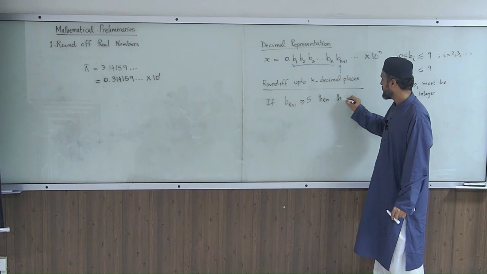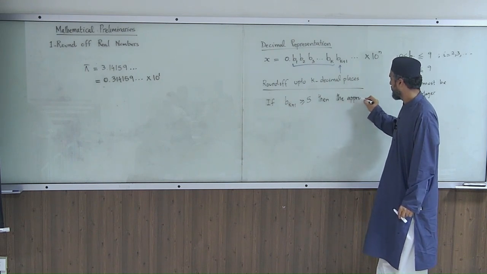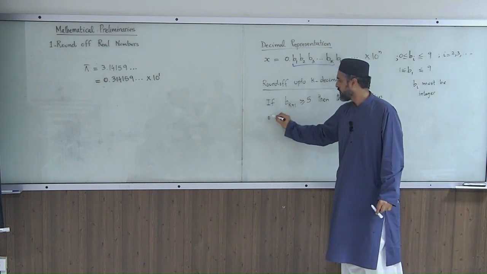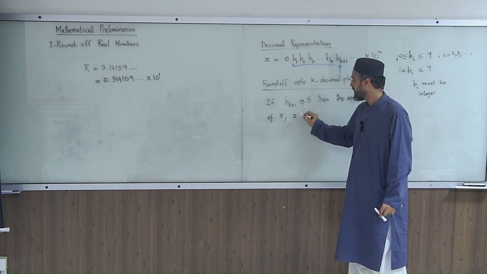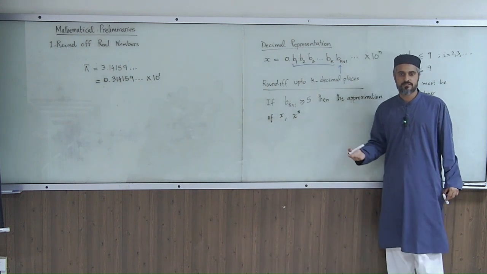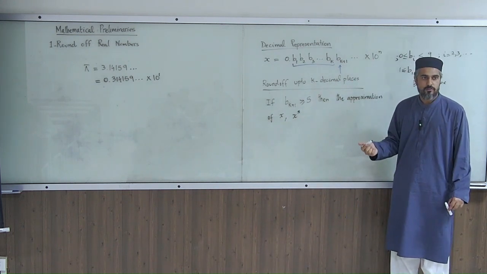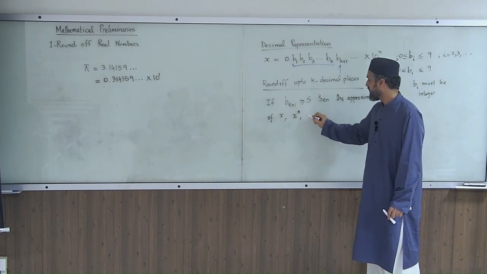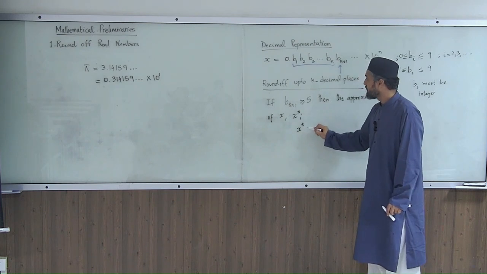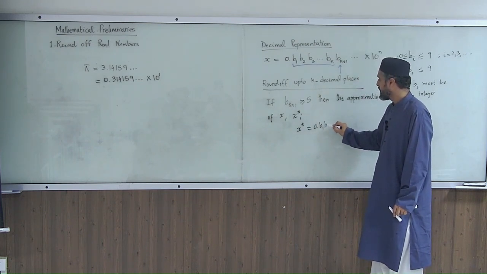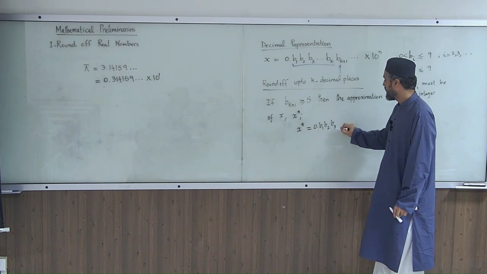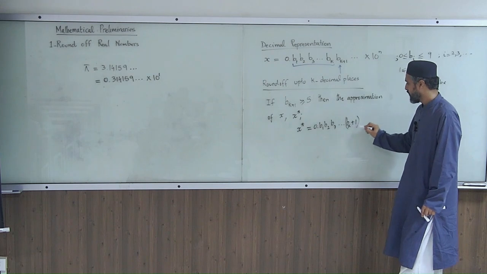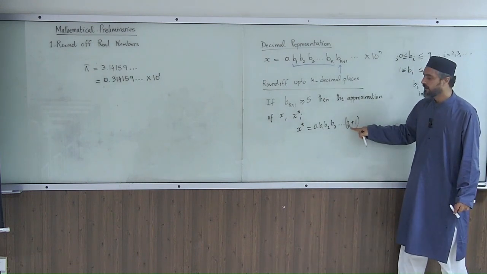the approximation of x, let's call it x star. Let's say x star is the approximation of x up to k decimal places. Then the approximation of x, which is x star, is given as 0.b1, b2, b3, on to bk, so there is an addition of 1 unit at the kth element.